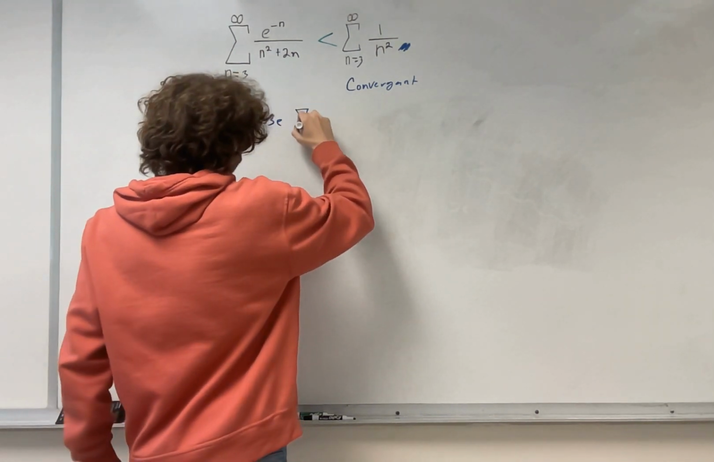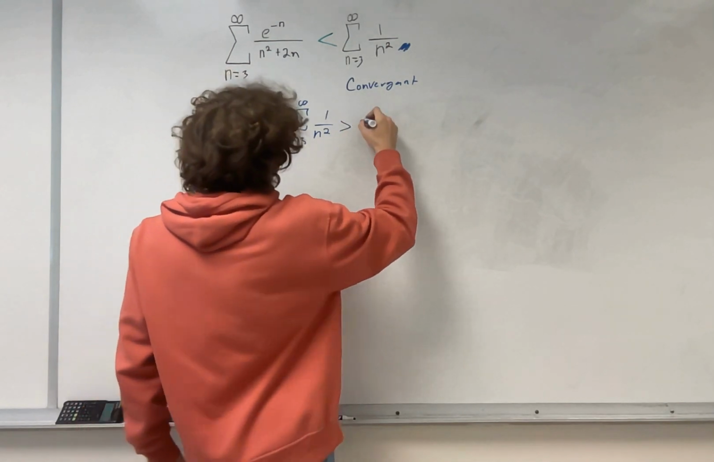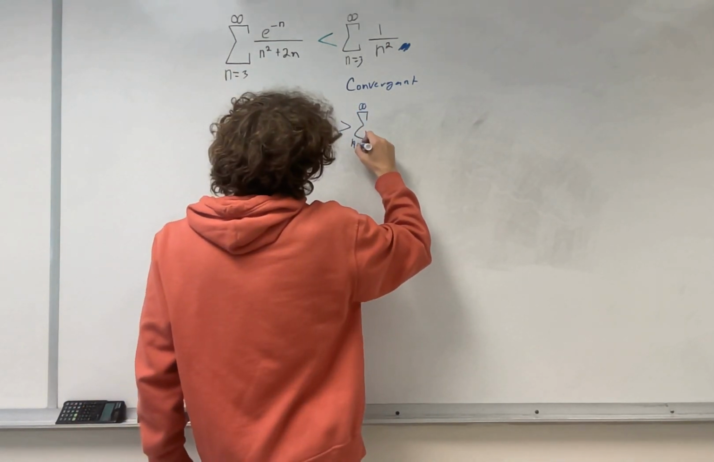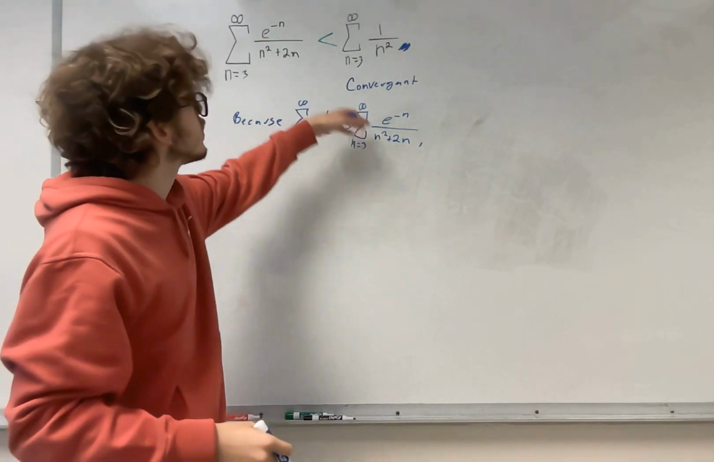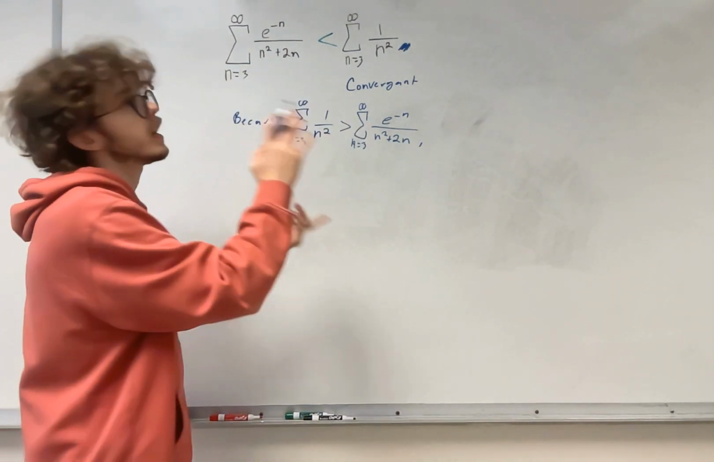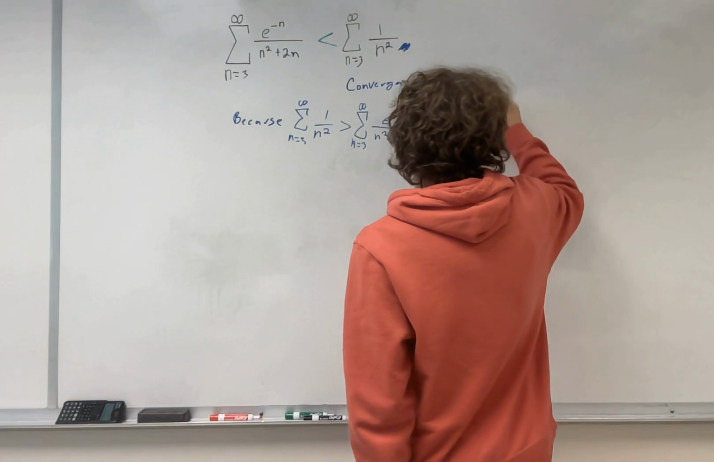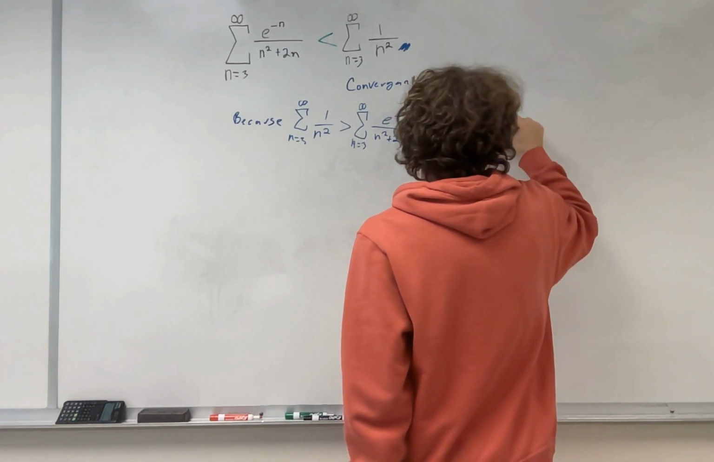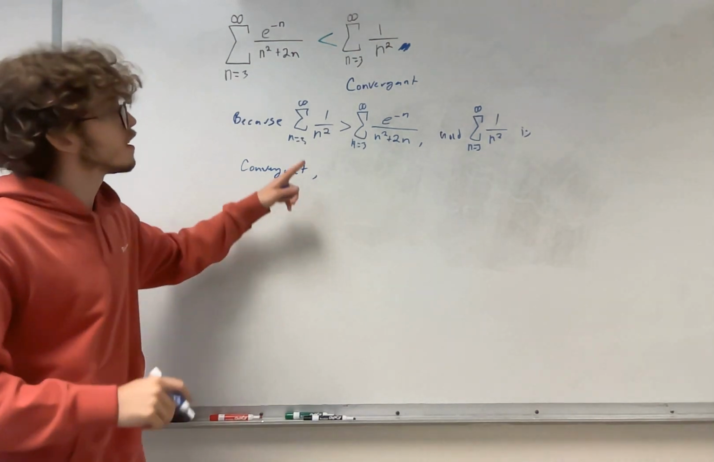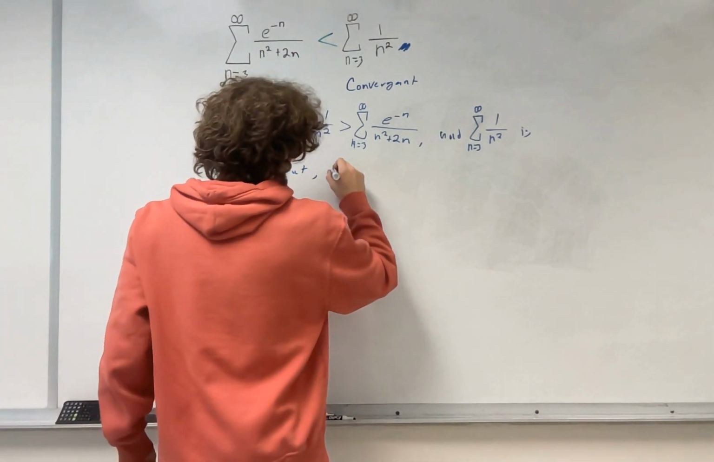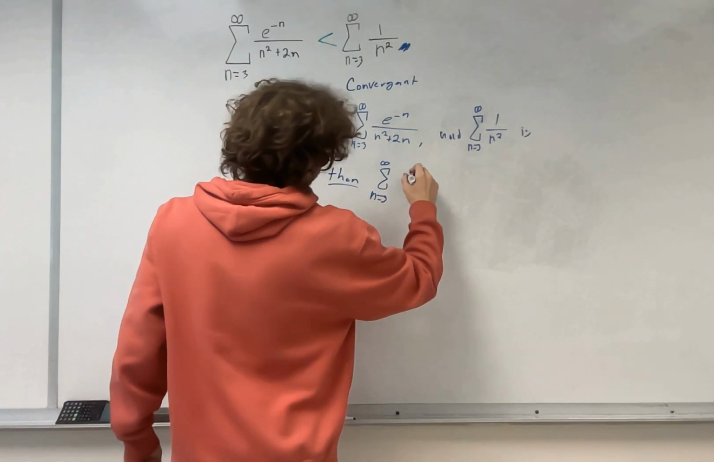Because our sister series is greater than our parent series, because this is true, which is just this inequality flipped around, basically rotated 180, because that is true, and we know that our P series is convergent, because this series is convergent, then our parent series is also convergent.